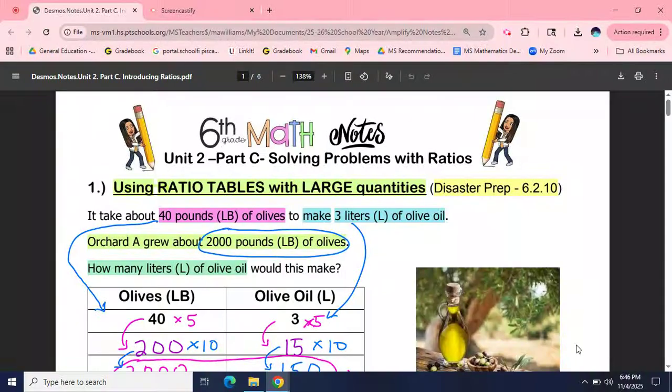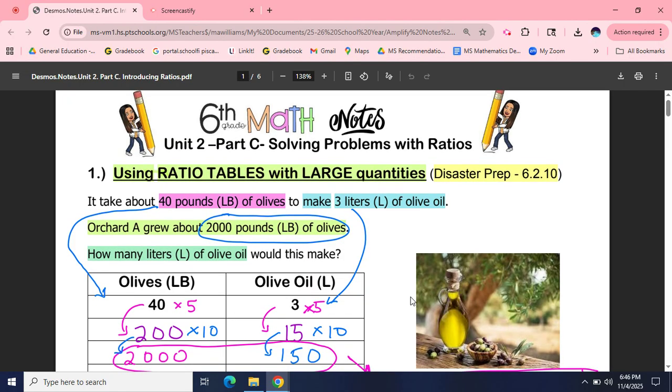This is the video for the Unit 2 Part C, Solving Problems with Ratios. This goes along with Disaster Prep 6.210, using ratio tables with large quantities. It takes about 40 pounds of olives to make 3 liters of olive oil. Orchard A grew about 2,000 pounds of olives. How many liters of olive oil would this make?